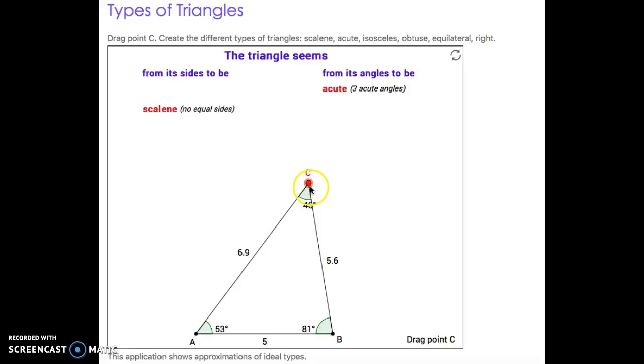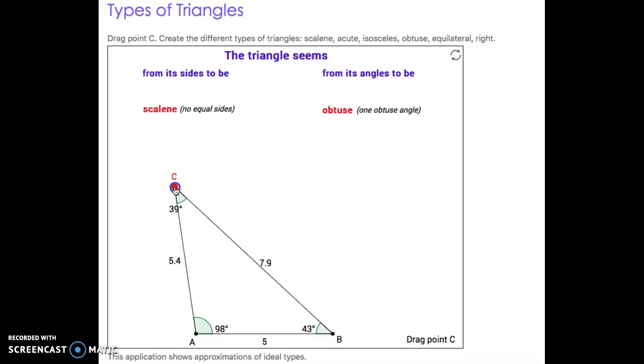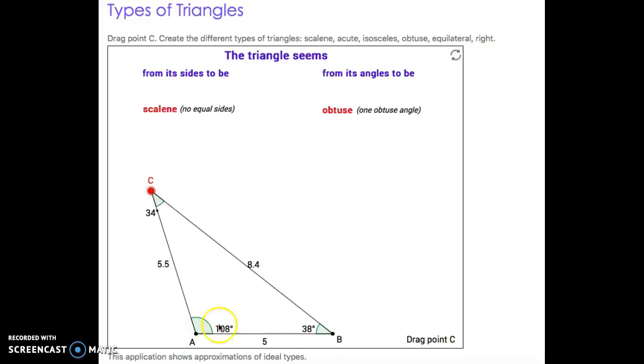And it doesn't matter necessarily what the numbers are, so I could move this way over here and see it's still a scaling triangle because none of the sides are equal. And let's see, this specific triangle could also be considered obtuse because it has one obtuse angle. Now, obtuse is when an angle is over 90 degrees. So see right here, there's our obtuse angle, 108 degrees.